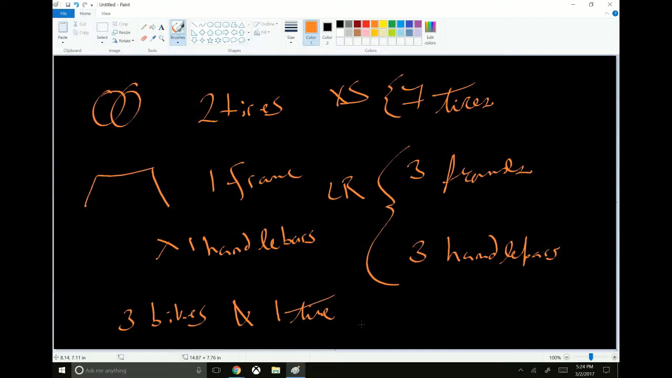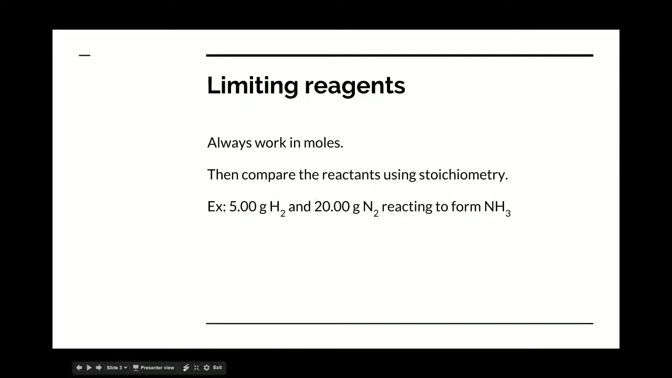You're just finding out which of your reagents, just another word for reactant, which of your reactants is going to be the one that there's not enough of, which one is going to run out first as you move forward. So once again, you're going to convert to moles. Never work in mass. Never, ever, ever. If you react, for example, 5 grams of hydrogen with 20 grams of nitrogen, how much ammonia can you make?